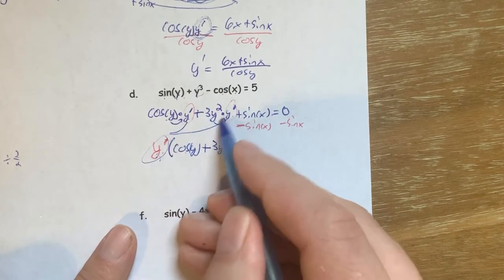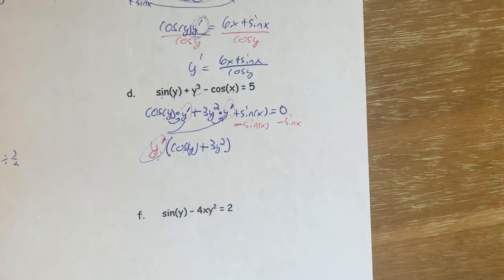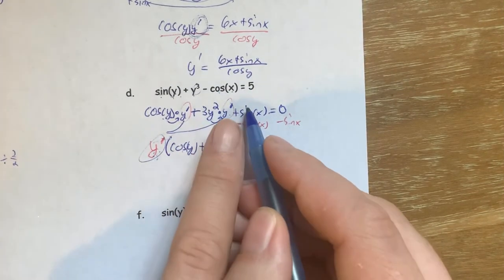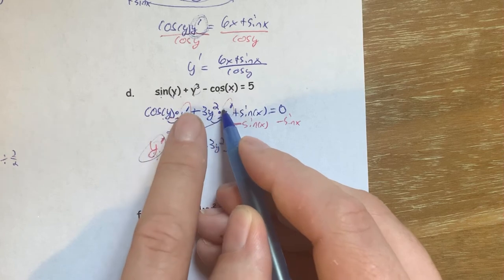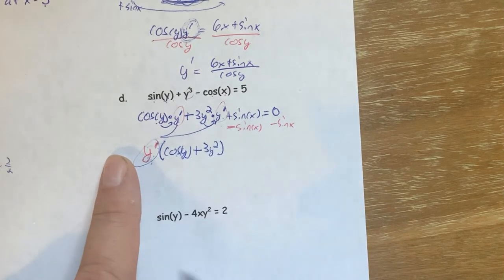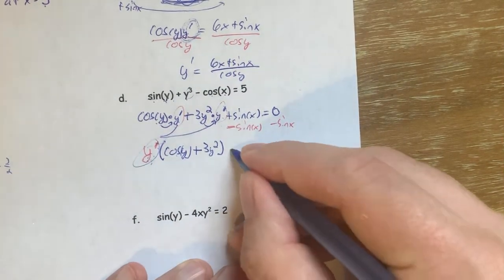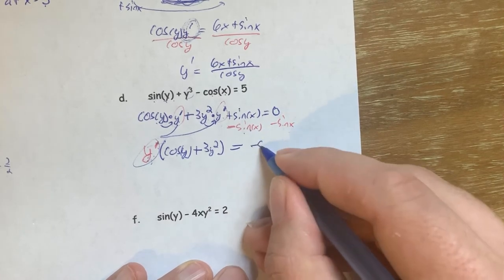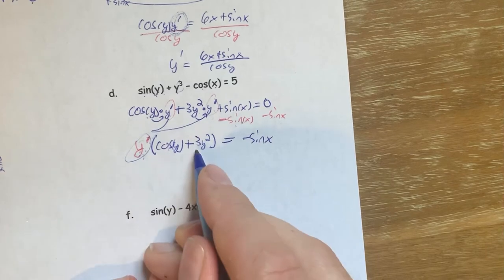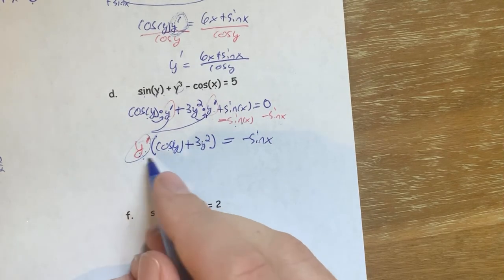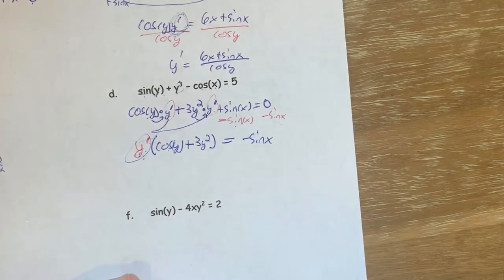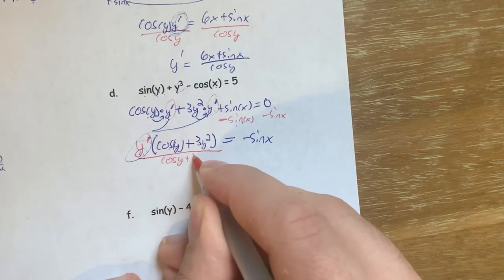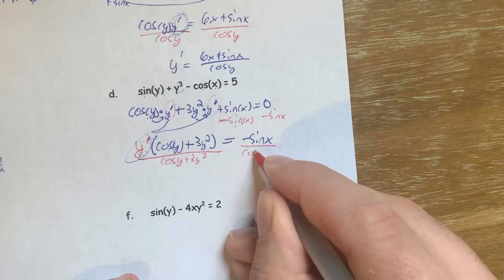So if there's multiple y primes, and it's not just if there's 2, if there's like 5 y primes, you would just get all the things that have a y prime on the same side and factor out a y prime, and now there will only be one y prime. Remember, we moved the thing that doesn't have a y prime with it to the other side. And now that we've factored it out, it's pretty easy to get the y prime by itself. We just divide by what it's multiplying by. So this is multiplying by cosine of y plus 3y squared. And so that's what we divide by.